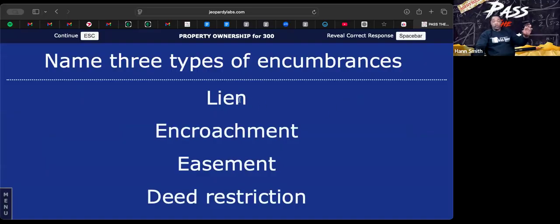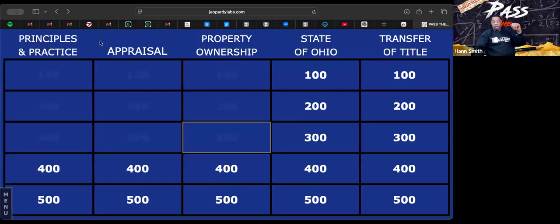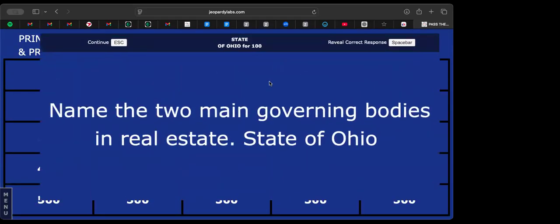A lien is going to be more of a financial encumbrance. An encroachment is a physical encumbrance on the land. A deed restriction is an encumbrance. All right. So those are some of the types of encumbrances. Just work on that. Write that one down. All right. Okay.